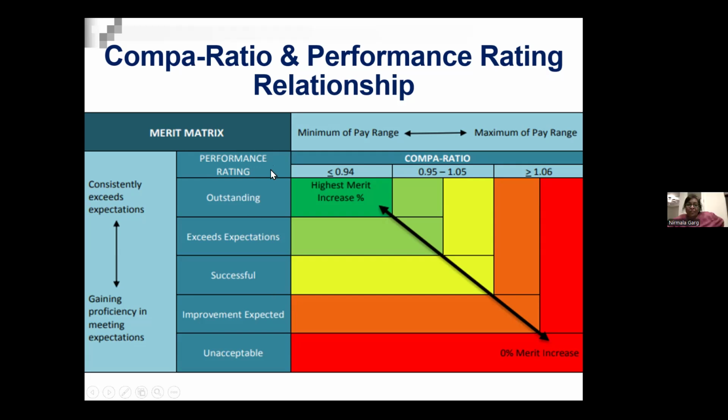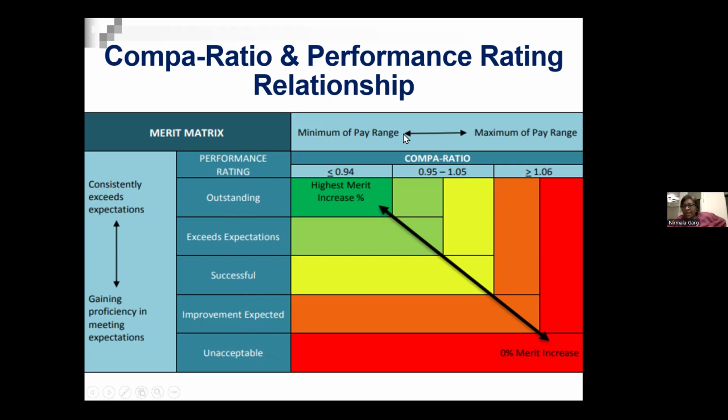So this is your performance rating scale. Unacceptable, improvement expected, successful, exceeding expectations, outstanding. Okay. So 1, 2, 3, 4. This is a rating scale of 5. So you can have 1, 2, 3, 4, or you can have 1, 2, 3, 4, 5. Done? Very clear?